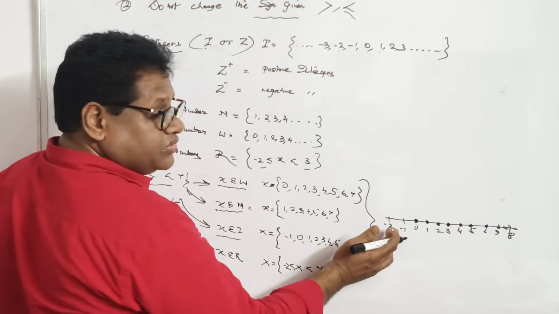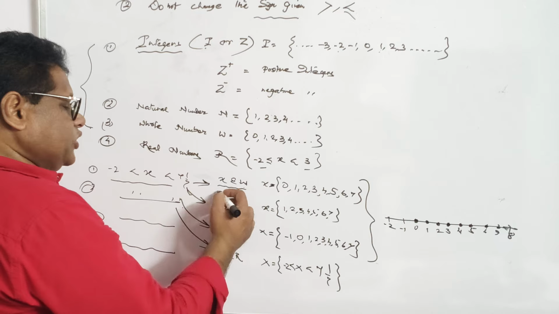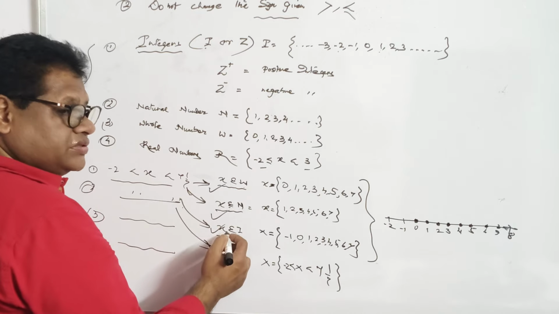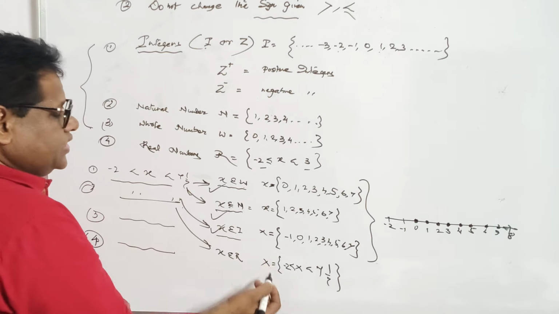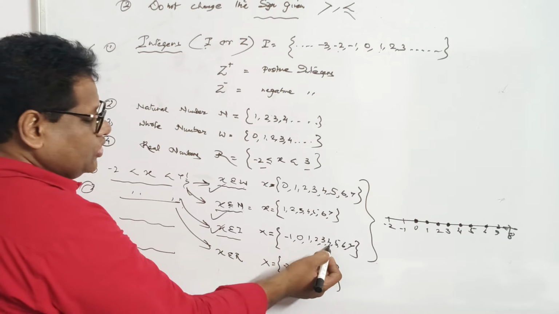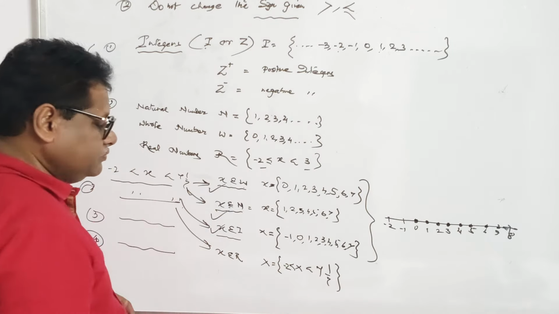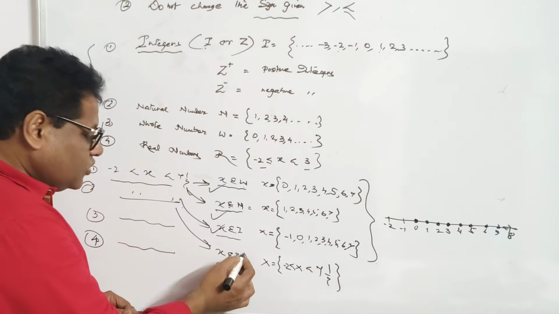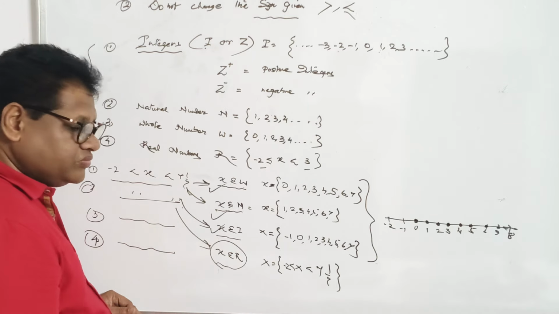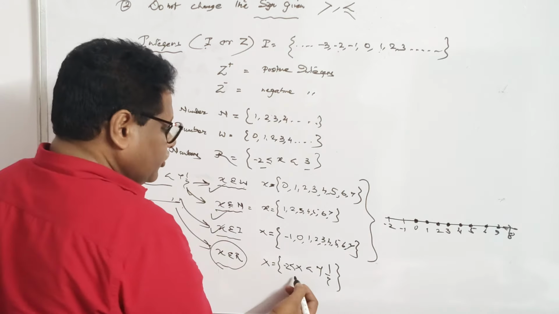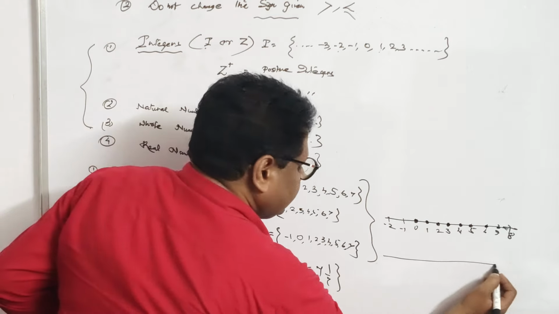But don't join them. The same will be true for this, this and this. For integers, you have to write all the dots on these numbers on the number line. But for R, the plotting will be different. For this statement, we shall take a number line.